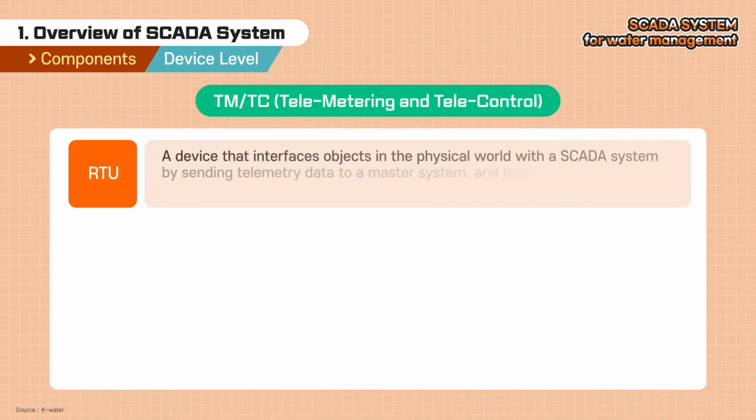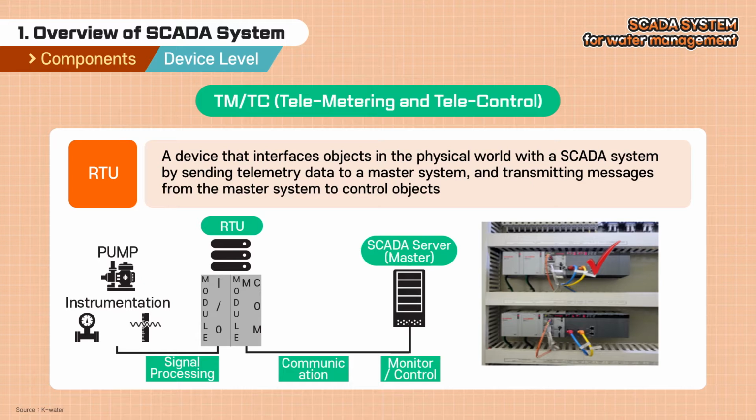The second component of the device is TMTC. TMTC is an abbreviation for telemetering and telecontrol. This is a device that integrates, stores, and transmits signals to send local sensors and mechanical equipment to remote sites.